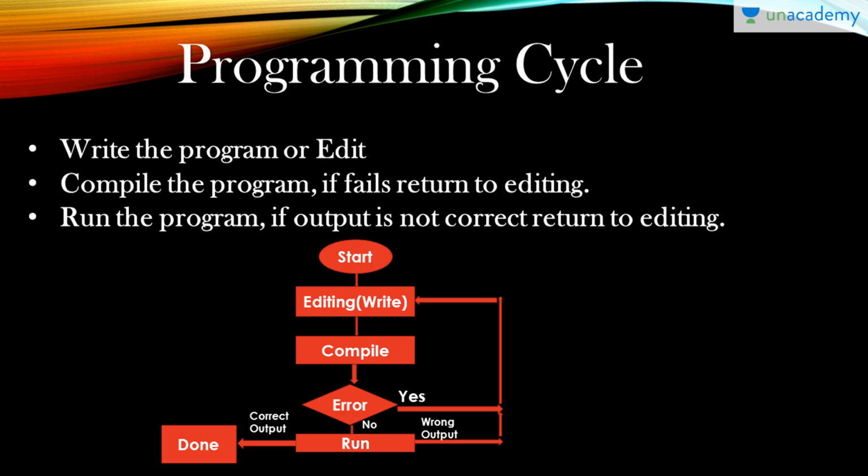Now we will move to the programming cycle, how a program is executed. First we write the program, and this is also known as the editing stage, because when we get any error or if the output is not correct, we move back to this stage to edit and correct our program. Second, we compile the program, and if any error is generated, we move back to the editing stage, and if there is no error, then we run the program. If our output is not correct, we again move to the editing stage, and if our output is correct, then our program is done.